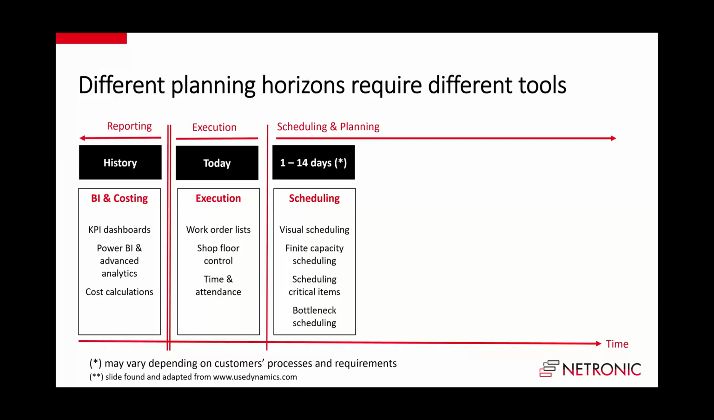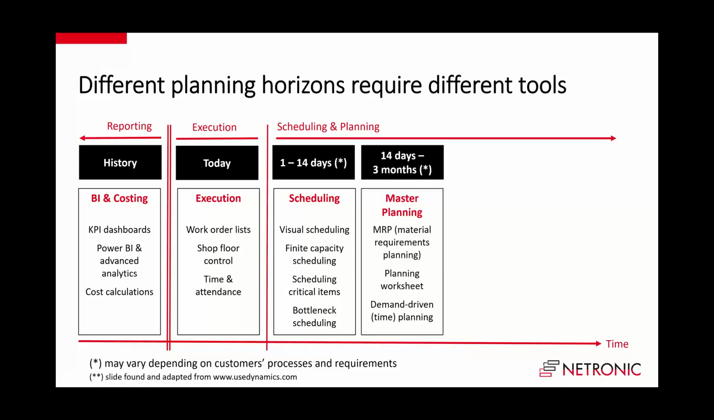scheduling critical items, bottleneck scheduling. So this is the assignment of operations to machine centers, to work centers, the decisions about the sequencing, about the prioritization. All of this is scheduling. So this is resourcing and sequencing. And there are a lot of tools, and we put a lot of effort in place to provide you and your customers with these tools.